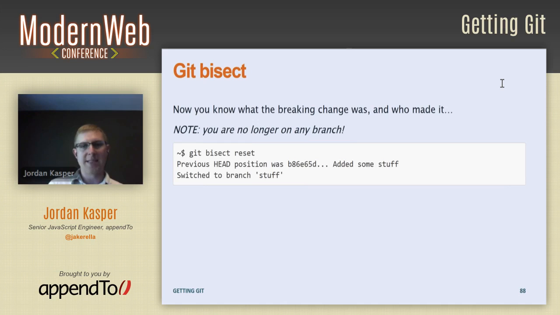When you do git bisect, it removes you from the branch you're on. So this is kind of an important note. You're no longer on a specific branch, and because of that, you have to do a git bisect reset in order to return to a branch. Pretty easy.